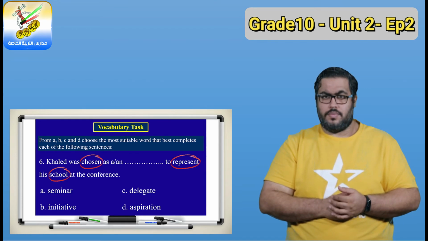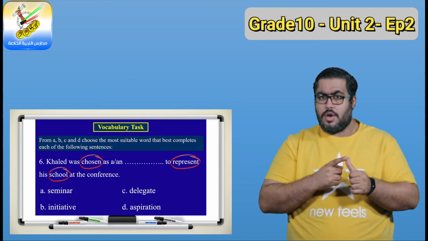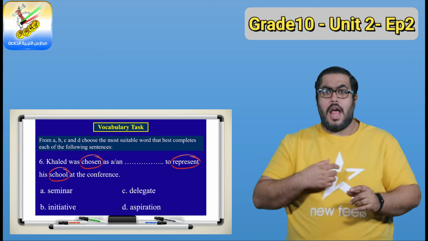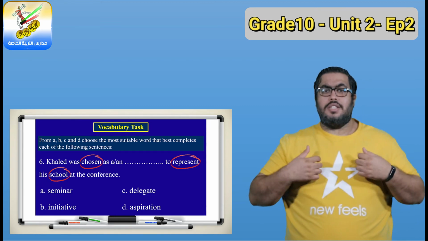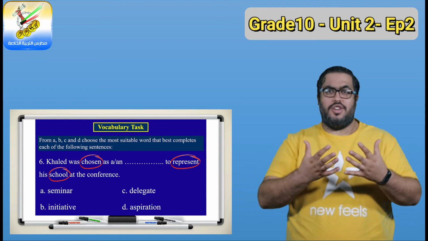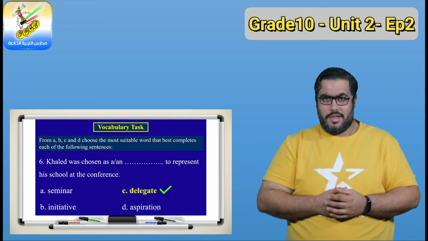If these are your keywords, then you did a good job at finding them. We have the word chosen, to represent, and his school. So what was Khalid chosen for? To be a delegate. Excellent job.